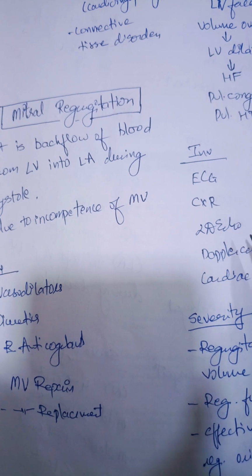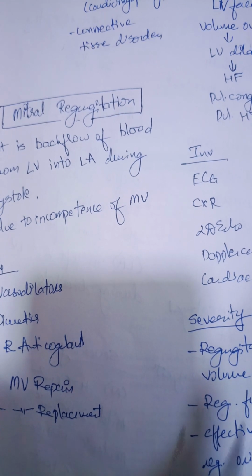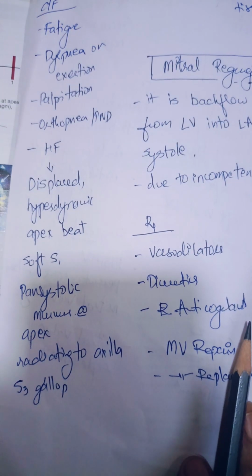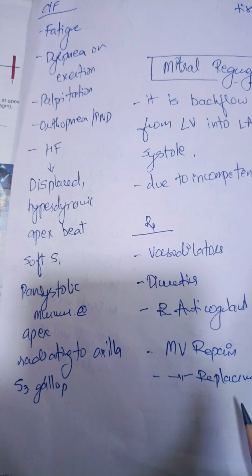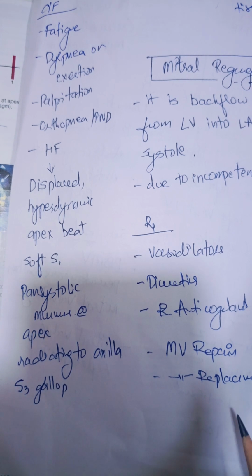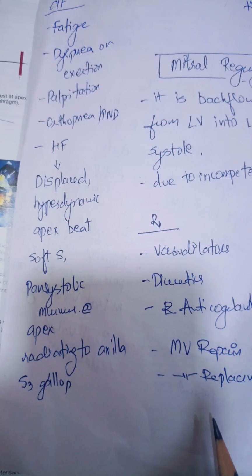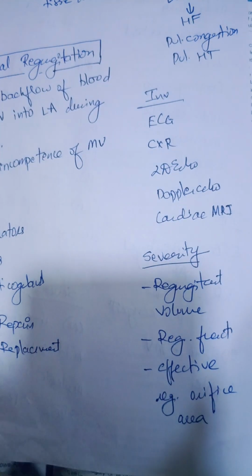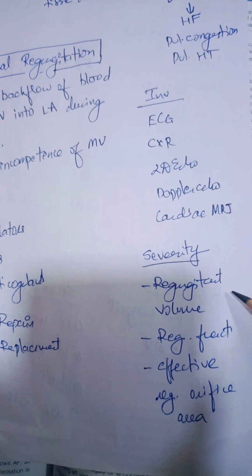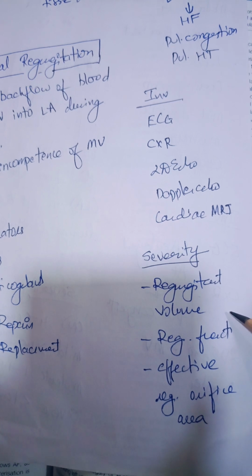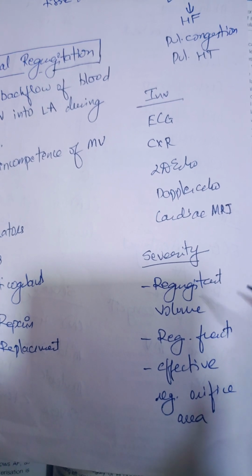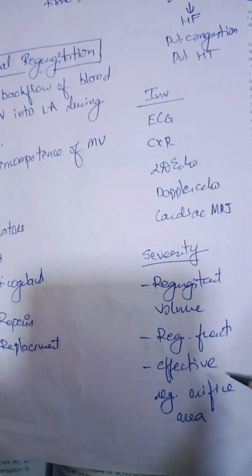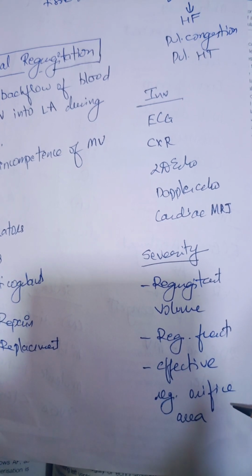Investigations: ECG, chest X-ray, 2D echo, Doppler, cardiac MRI. And in treatment, vasodilators, diuretics, anticoagulants, and mitral valve repair or replacement. The severity of regurg is measured on regurgitation volume, how much the volume is regurgitated, the fraction of regurgitation, and effective regurgitant orifice area.